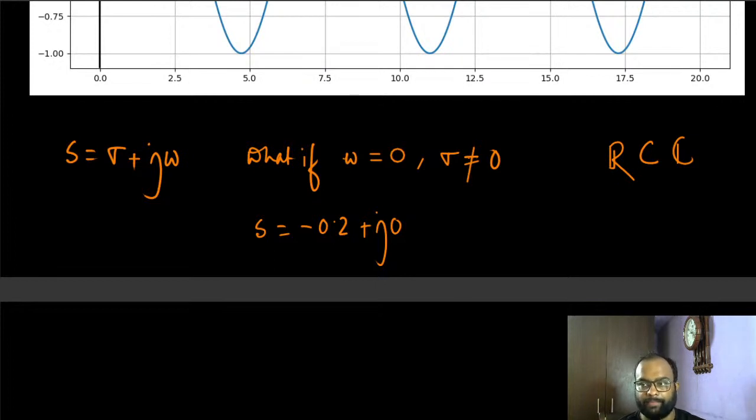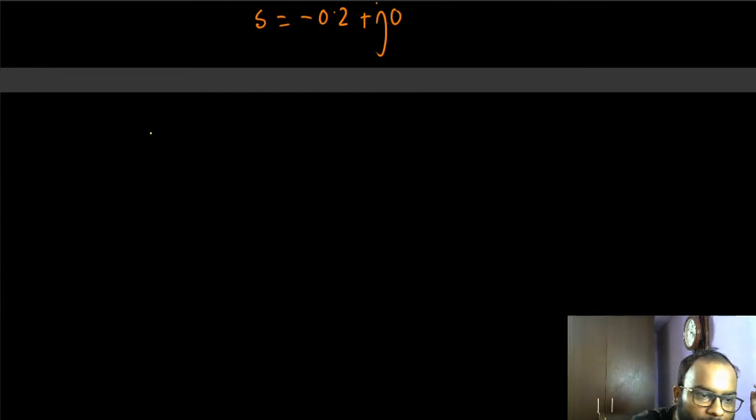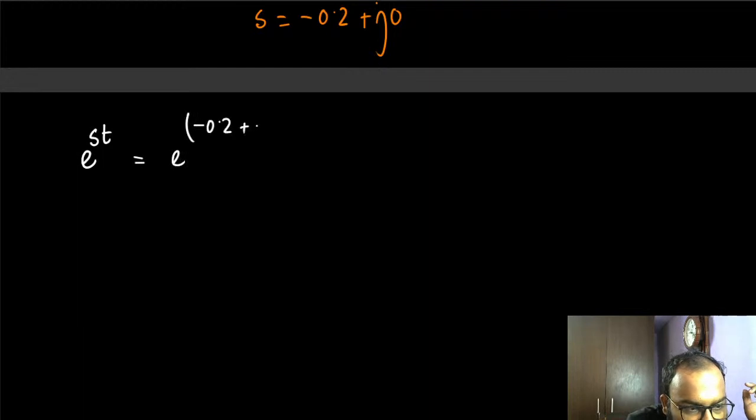What is the description then? How am I going to describe it? What kind of signal is it? That is also somehow a periodic signal, because as long as I can describe a frequency for that signal, it qualifies as a periodic signal. The signal would have a representation of e to the power st, where s is like -0.2 plus j0, and obviously that's going to be e to the power -0.2t.